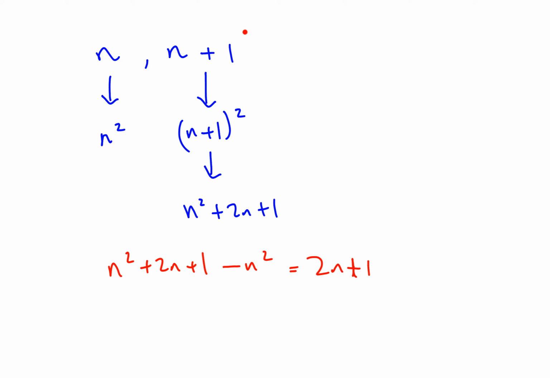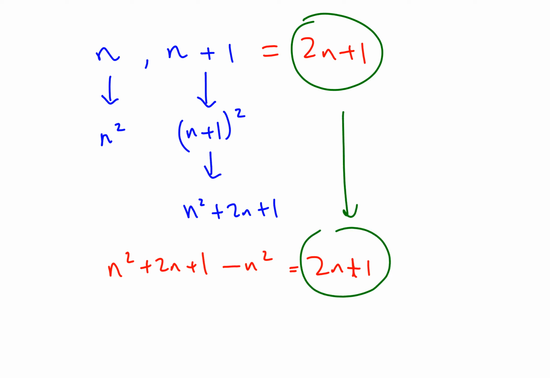Yeah, the sum of these. Well, sum just means add. So when I add these together, I get 2n plus 1. And lo and behold, it's like some sort of miracle. You've proved they are the same.